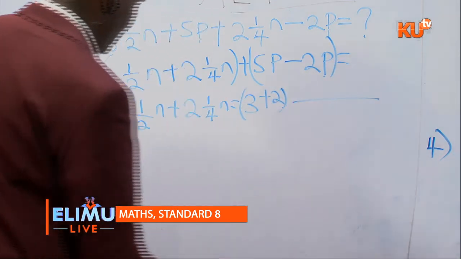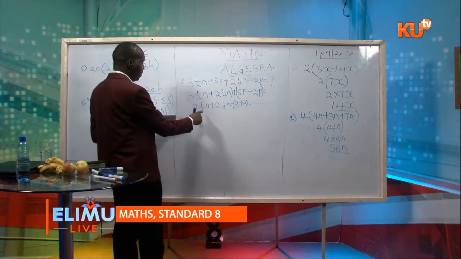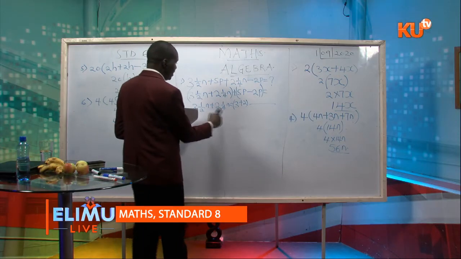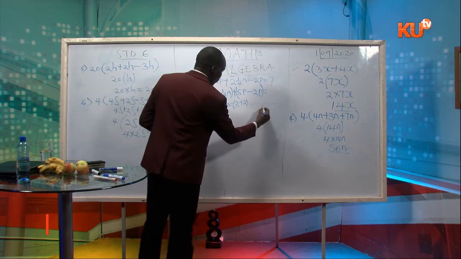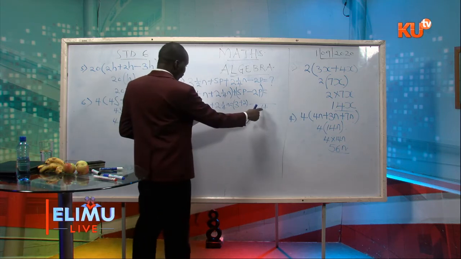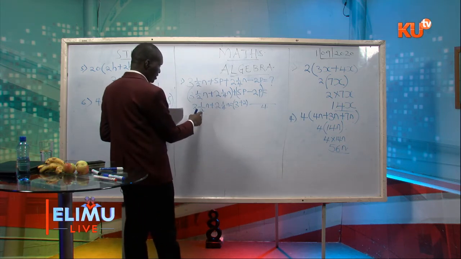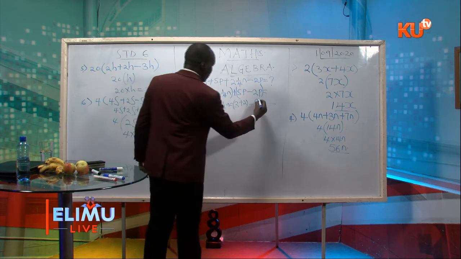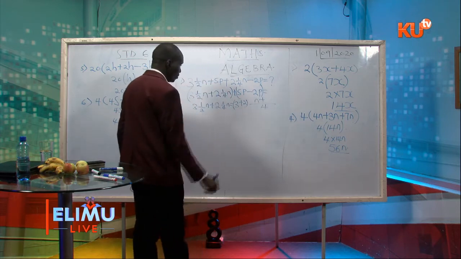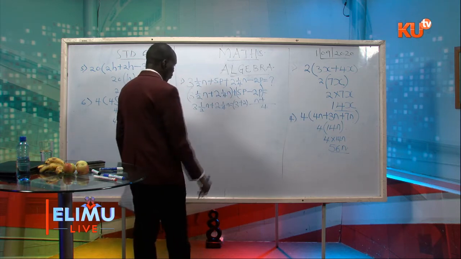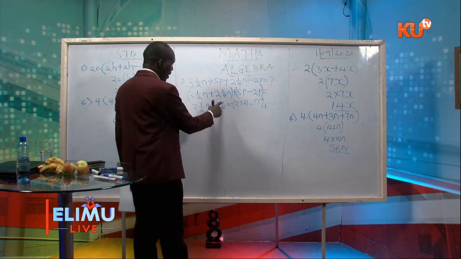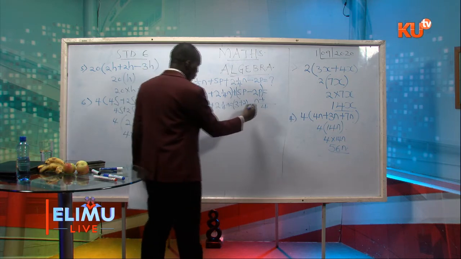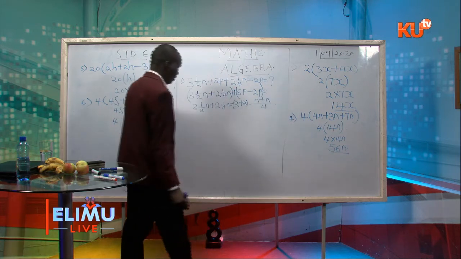The next step, we get the LCM. The LCM of 2 and 4 is 4. 4 divided by 2, we get 2. 2 multiplied by 1, we get 1n. Plus 4 divided by 4, we get 1. 1 multiplied by 1, we get 1n, which is the same as n.